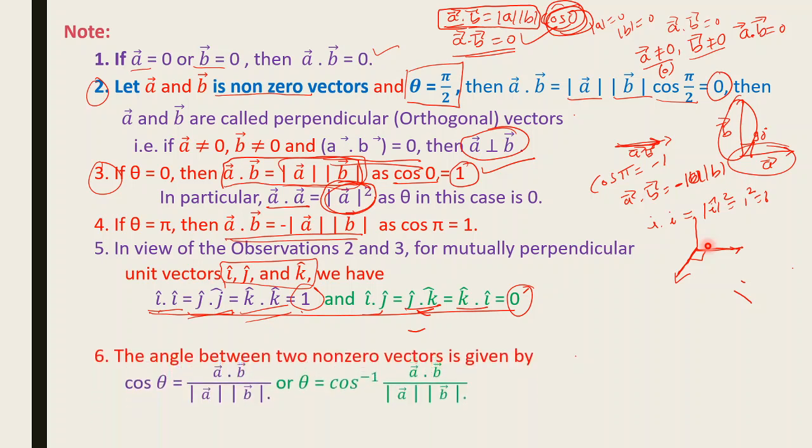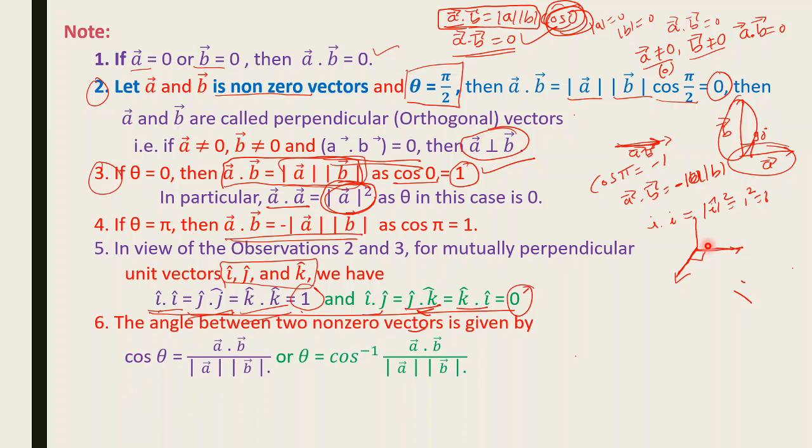Now let's move to the next point. If they ask you to find the angle between two vectors, they will give you vector a and vector b, and ask what the angle is between them. So we know that vector a dot vector b is equal to magnitude of a into magnitude of b into cos theta. But they are asking us to find cos theta, so keep cos theta there itself.